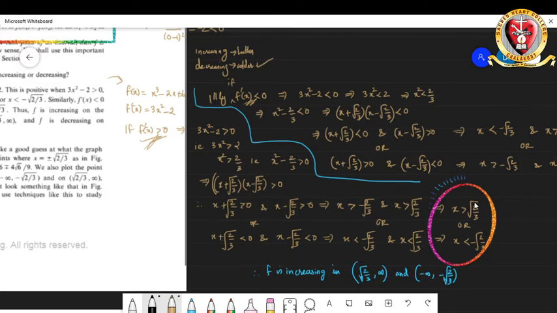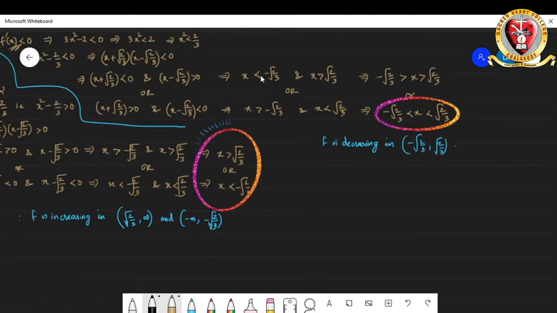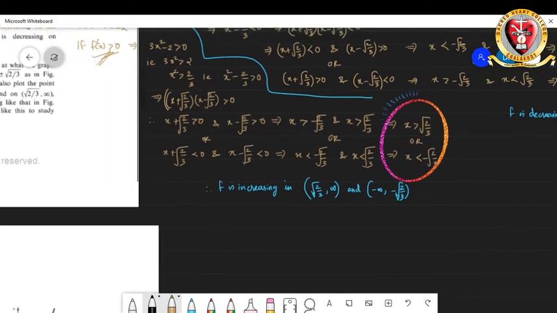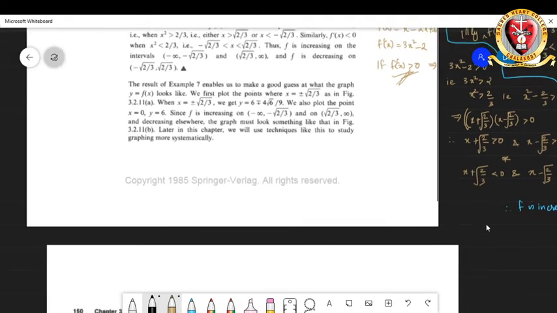When you solve it out, you get the conclusion here. x is strictly less than minus root 2 by 3 and x is strictly greater than root 2 by 3, or x strictly greater than minus root 2 by 3 and x strictly less than root 2 by 3. And when you conclude, both of them are giving the notion that minus root 2 by 3 is strictly less than x strictly less than root 2 by 3, that is, f is decreasing inside the interval minus root 2 by 3 comma root 2 by 3. So that's how you get the answer for example 7.